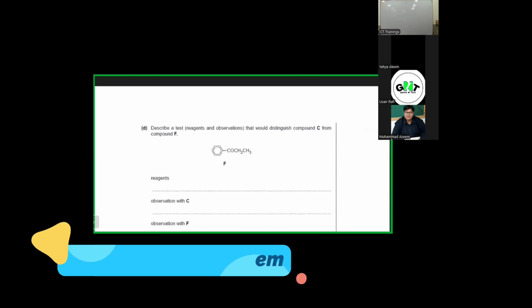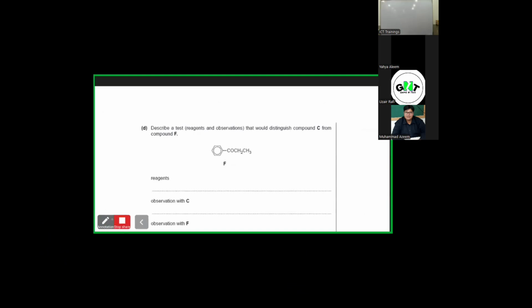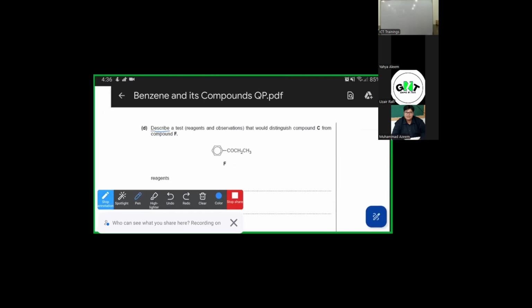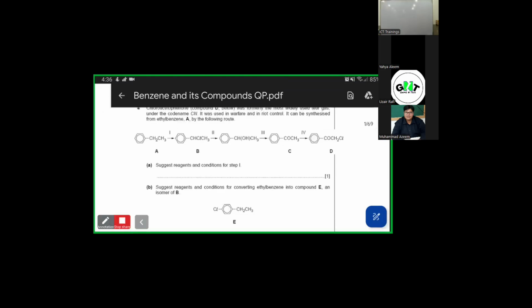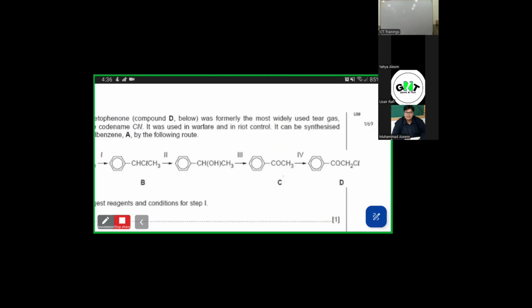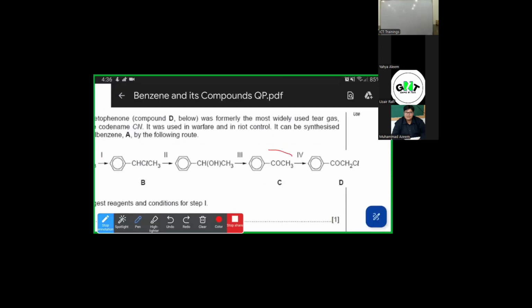So if you look up here, the question he is asking is: describe a test, reagent and observation that would distinguish compound C from compound F. Compound C is present at the back. This one is compound C. So I'm going to draw compound C.